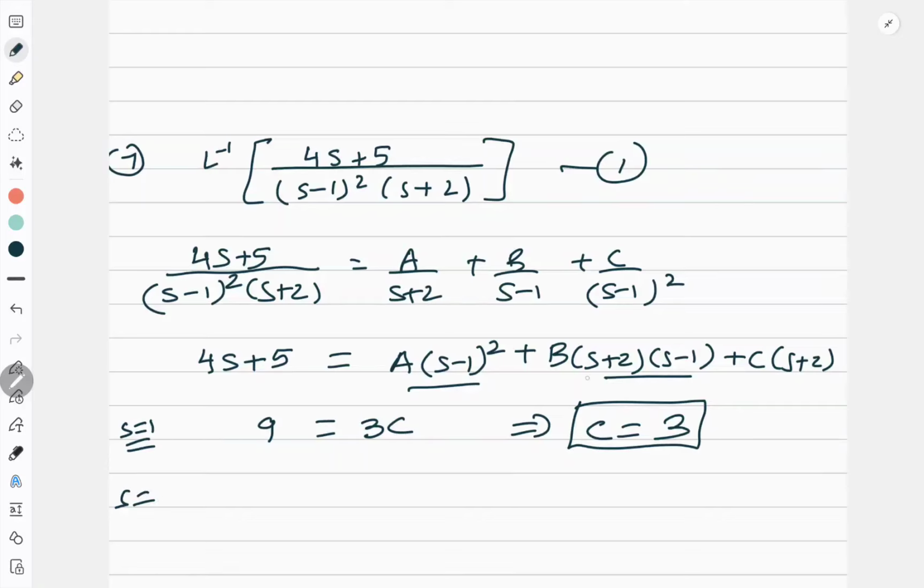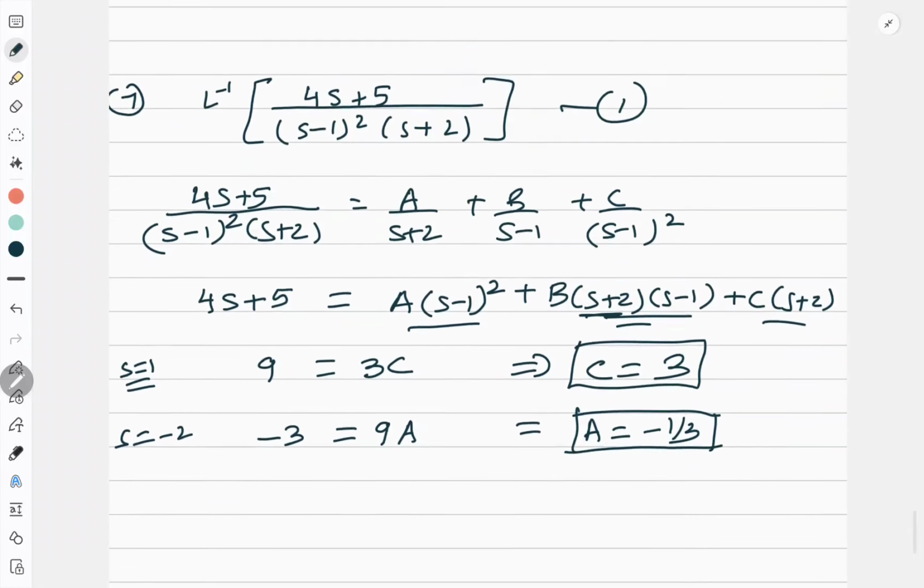So I got the first value. Now put s is equal to minus 2. So when I put s is equal to minus 2, this term and this term will become 0. So minus 2 minus 1 is minus 3. Minus 3 square is 9. Right? So I have 9a is equal to, here if I put minus 2, 4 2s are 8. Minus 8. So minus 8 plus 5 is minus 3. So minus 3 I got is equal to 9a. So what is the value of a? A is equal to minus 1 by 3.